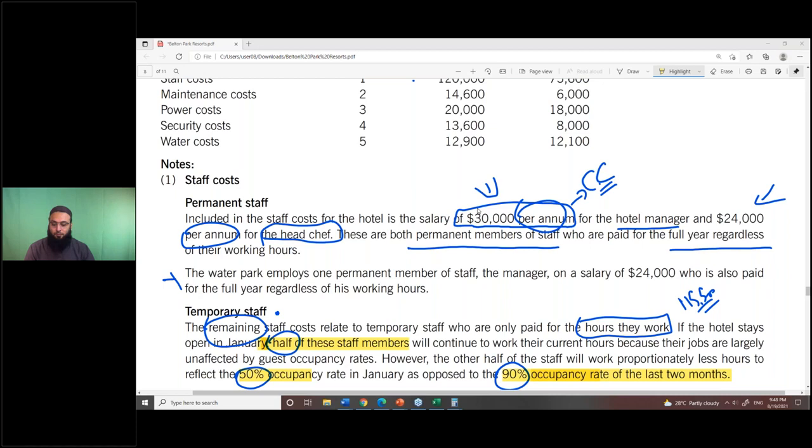In fact, both are variable cost, Azan. Both are dependent on the hours they work. But the first 50% is for those people who will continue to work their current hours. And the other 50% is based on those who will not work their current hours because they need to reduce their capacity from 90 to 50. Okay?